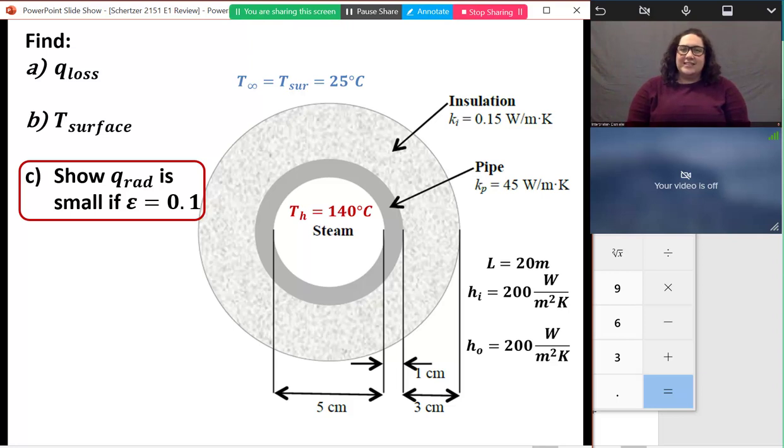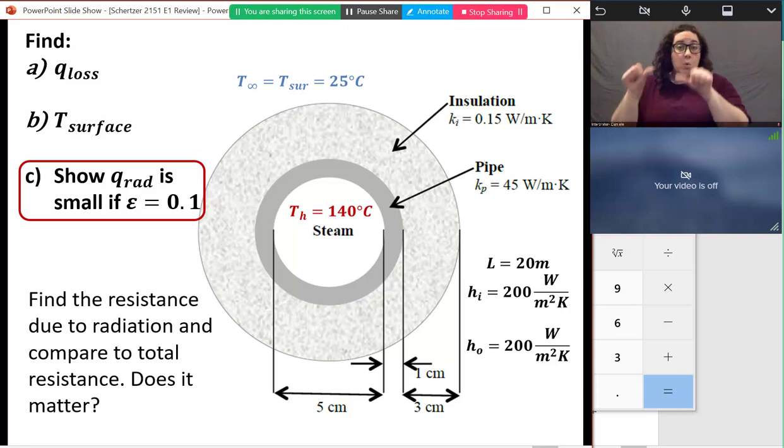So the next part says, show that the radiation isn't important if emissivity is 0.1. There's a couple ways to do this, and I'm going to do this in a way that's different from the written solutions that are posted on the website. The way that I think about this is, we have this resistance network, right? If I can find the resistance from this radiation and compare that to the total resistance, then I can see if it matters. Because if the resistance is really low, or the change in the total resistance is really low, then I'm going to get the same answer.